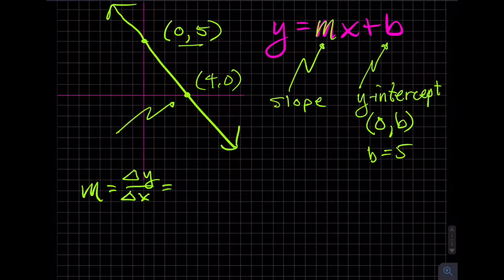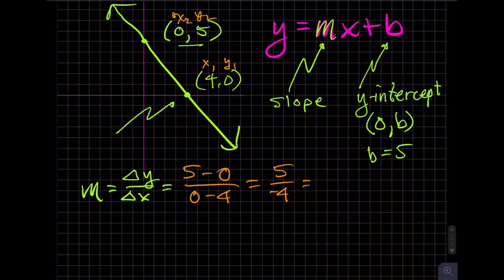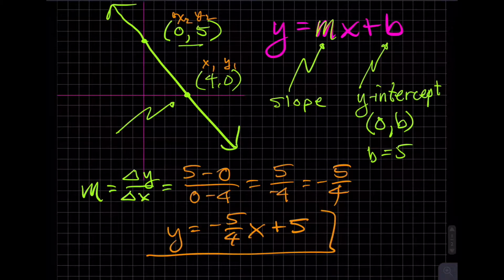And so if I calculate, let's say my y2 is this point, which makes this the x2, y1, and x1. So I'm going to say 5 minus 0 divided by 0 minus 4. This looks like it's going to work out because it's going to give me a negative slope. And so I can write the equation as y equals negative 5/4 x plus 5. And so that's the slope-intercept form of the equation for that line.